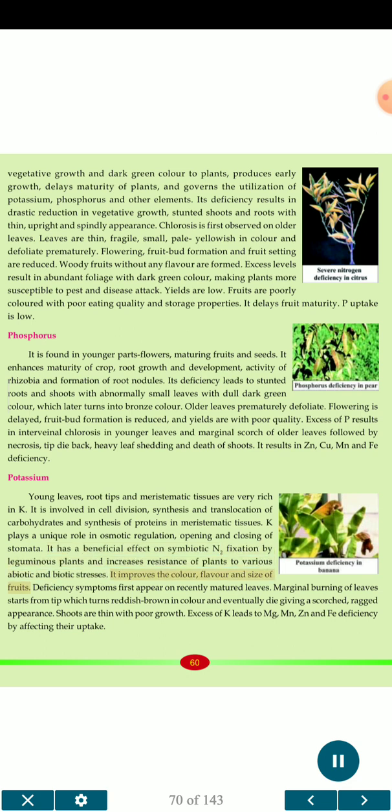It improves the color, flavor and size of fruits. Deficiency symptoms first appear on recently matured leaves. Marginal burning of leaves starts from the tip, which turns reddish brown in color and eventually dies, giving a scorched, ragged appearance. Shoots are thin with poor growth. Excess of K leads to Mg, Mn, zinc and Fe deficiency by affecting their uptake.